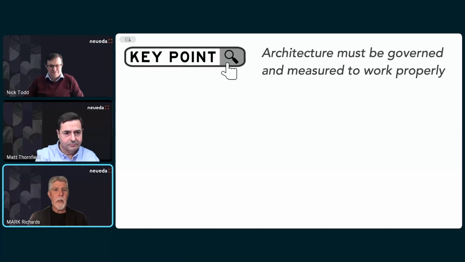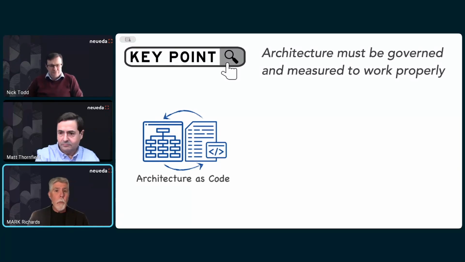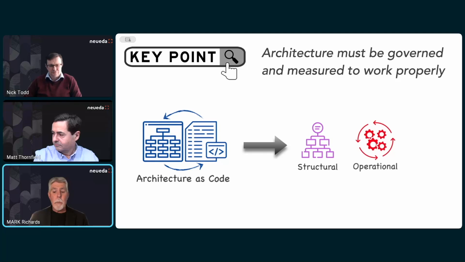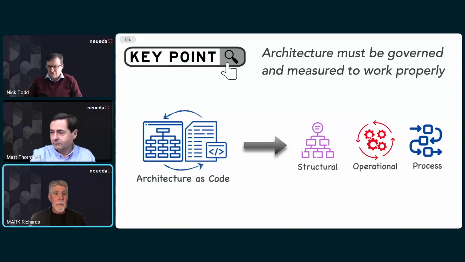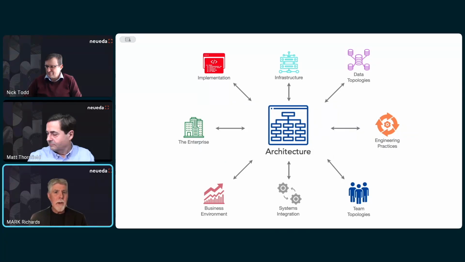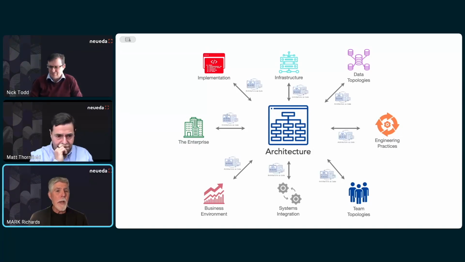But how do we know they're aligned? And this brings in a new concept called architecture as code, where we can actually, through executable source code, not only describe our architecture, but govern and measure the structural aspect, operational aspect, and process aspect as well. And by marrying these two key points together, we can see that we need alignment of architecture with these areas in order for architecture to work. And we overlay architecture as code as the way to not only validate that alignment, but also ensure that alignment stays in place.